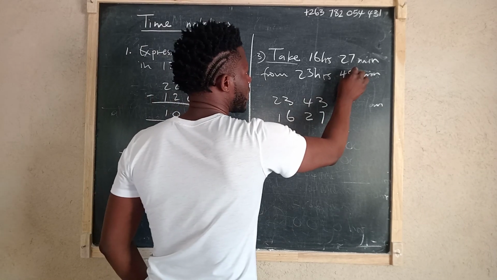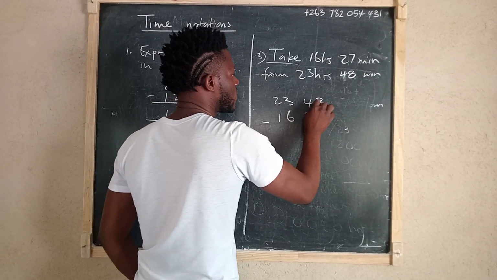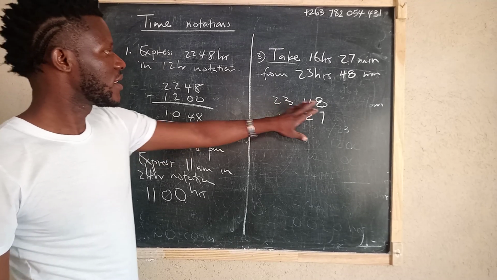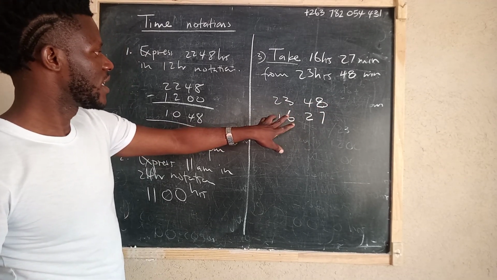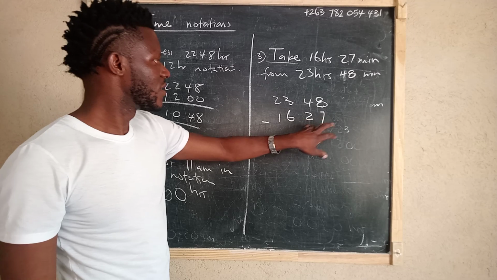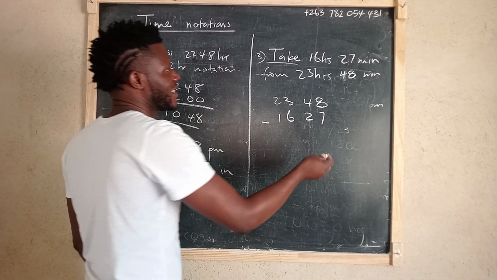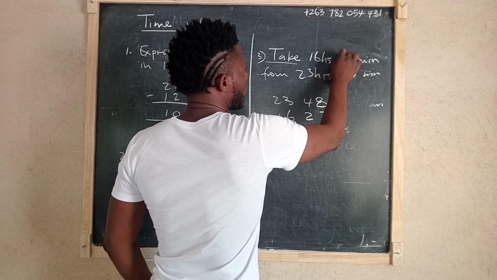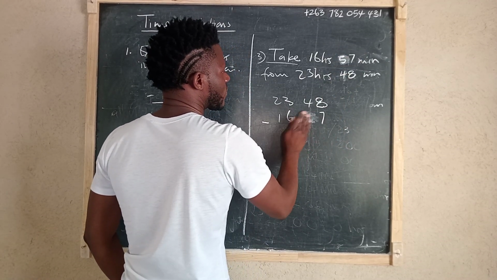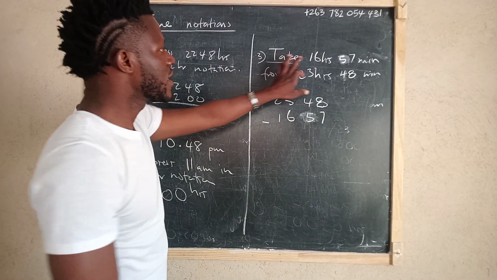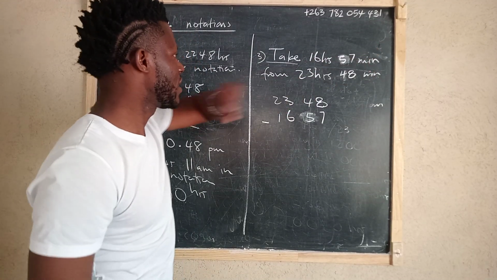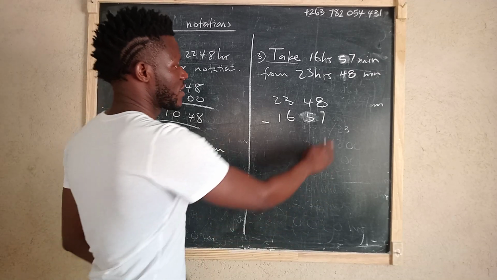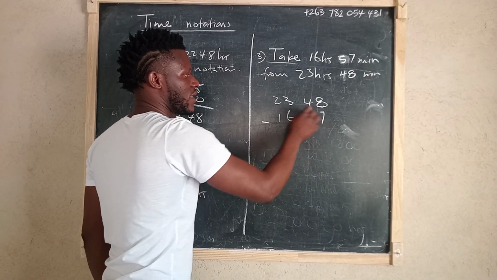Let's make this 8. From 23:48, take 16:27. Again, let's adjust this one. Let's say this becomes 57. Take 16 hours 57 minutes from 23 hours 48 minutes. I was making some adjustments so we can learn something there.